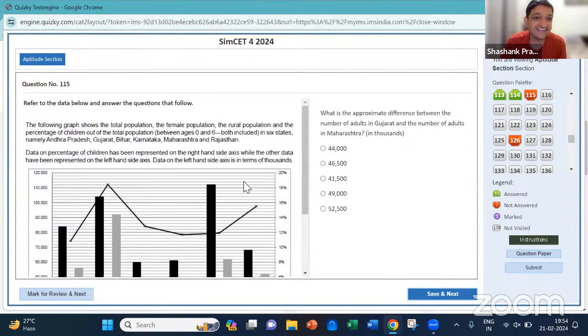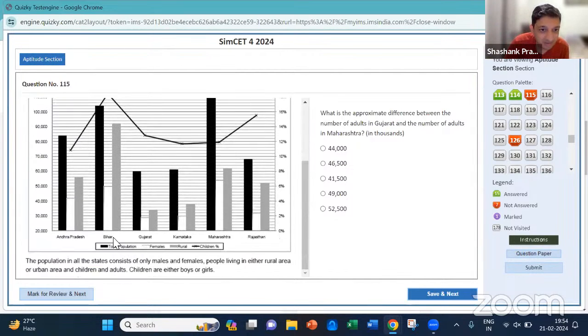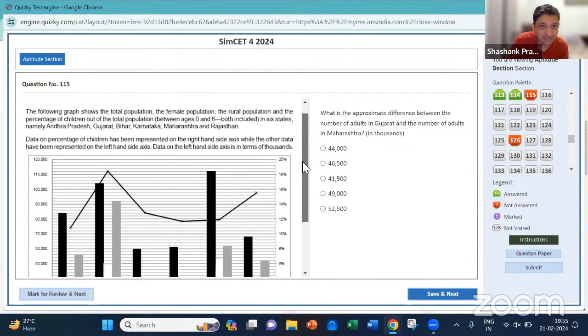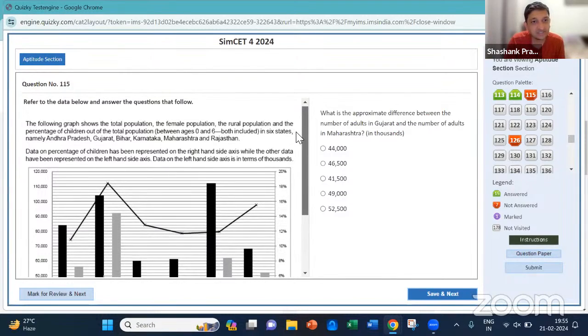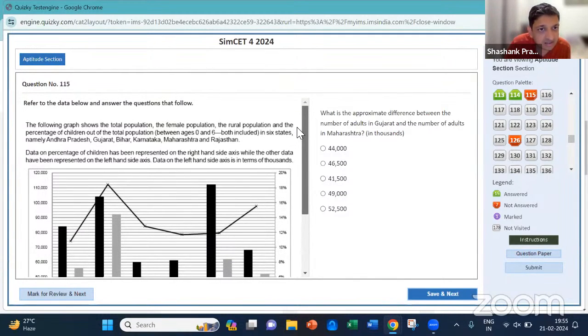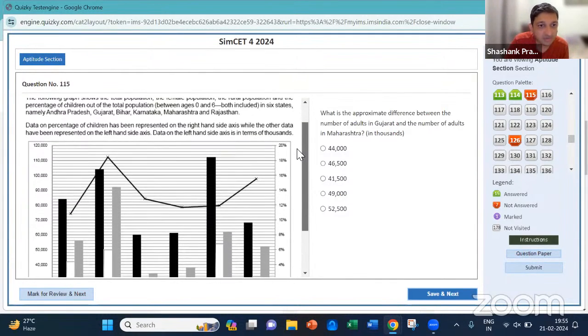Okay. Let's see this. Total population, female population, rural population. What is the total population? Total population is the black bar. Females is the white bar. The gray one is rural, and this X is the children percentage. I'm assuming children percentage. Yeah, children percentage.